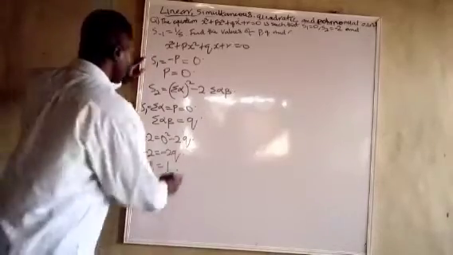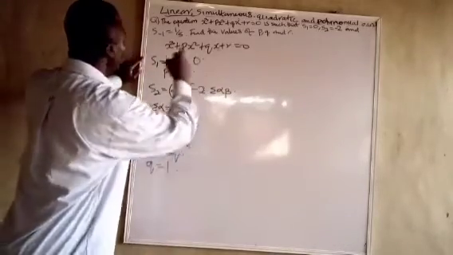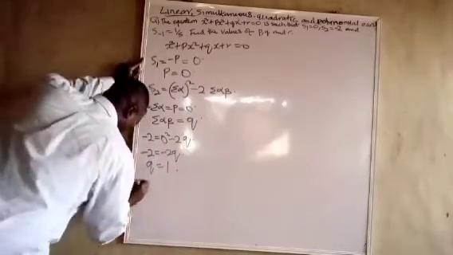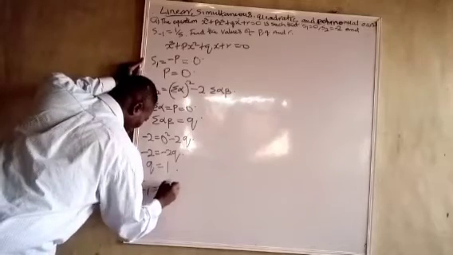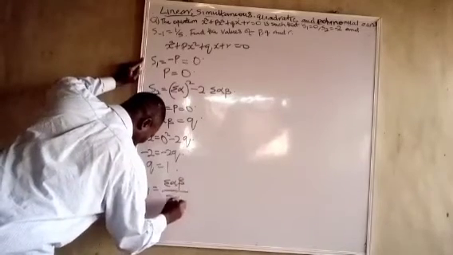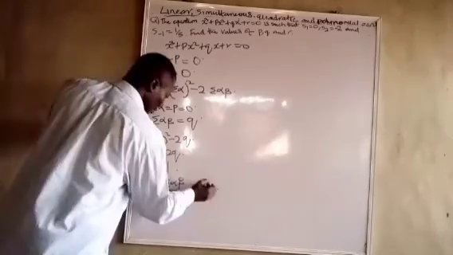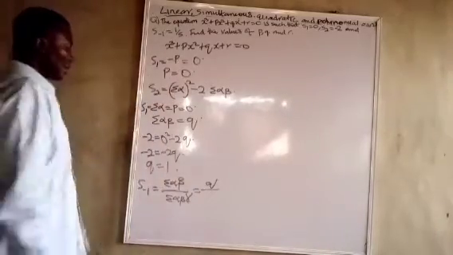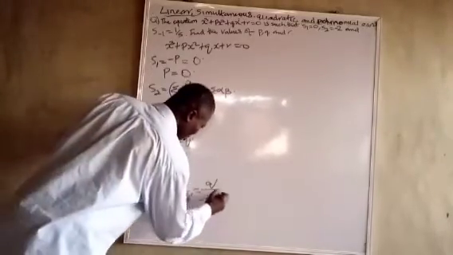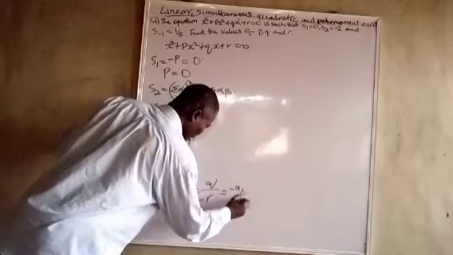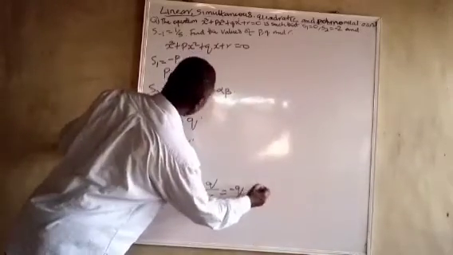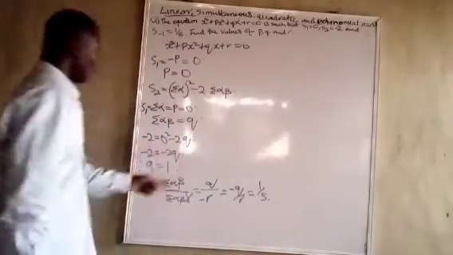We are also told that s minus 1 is equal to 1 over 5. And s minus 1 is equal to summation alpha beta over summation alpha beta gamma. And what is summation alpha beta? That is q. Summation alpha beta gamma, that is minus r. So this is minus q over r equals 1 over 5. And what is q? 1.